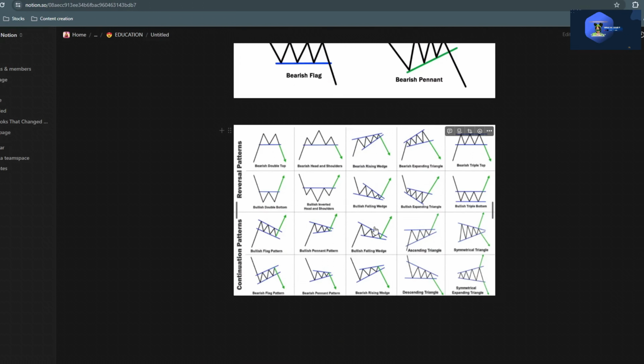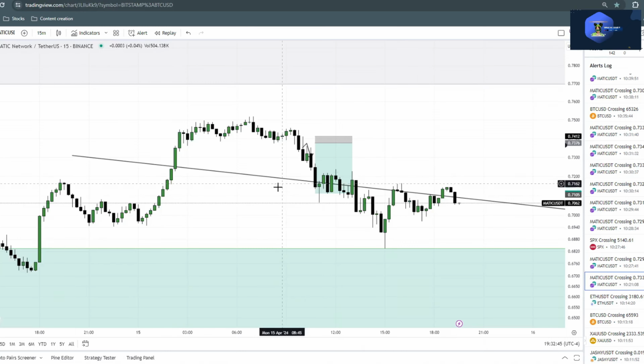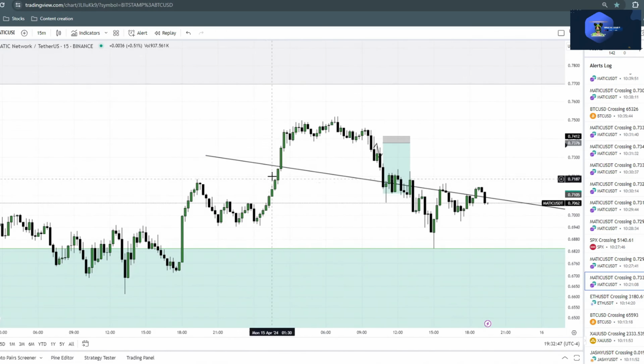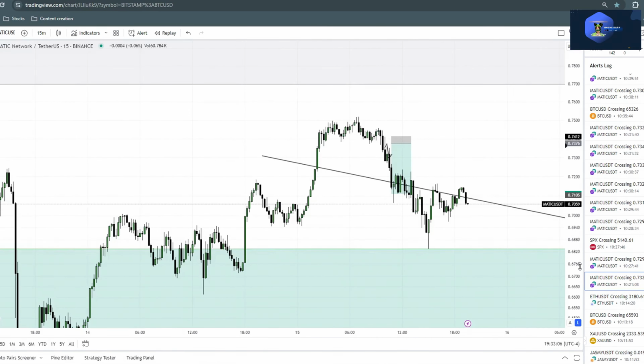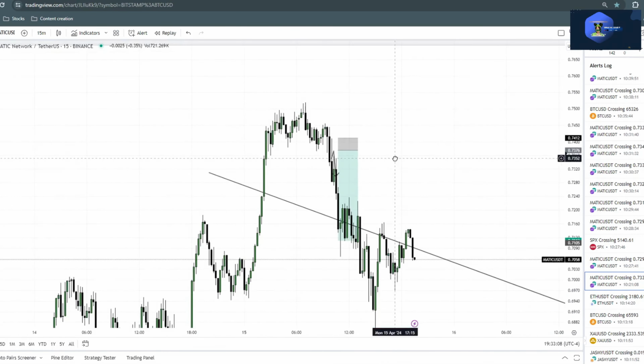So you have a bunch of continuation patterns and then you have reversal patterns. What do I mean by that? So here, let's say you are trading here and the trend reversed here, right? The trend was in an uptrend and then it started going down, and it was a reversal, right? So in an uptrend, and then it reversed, when do you determine that it is going to reverse? There is going to be a pattern formation.